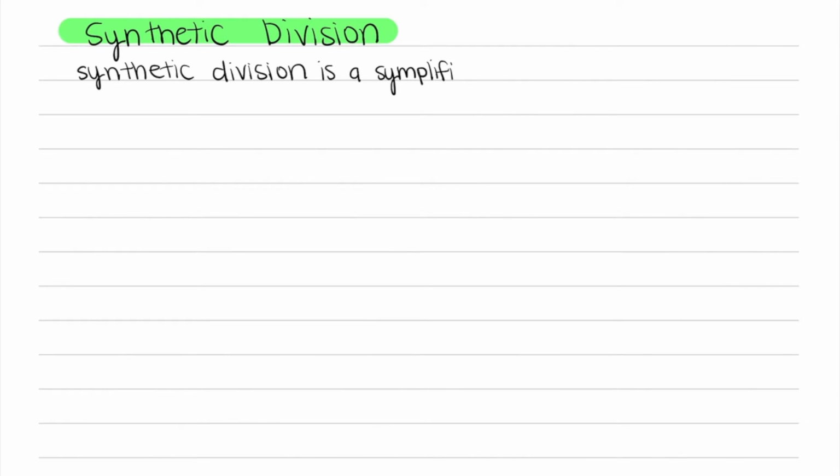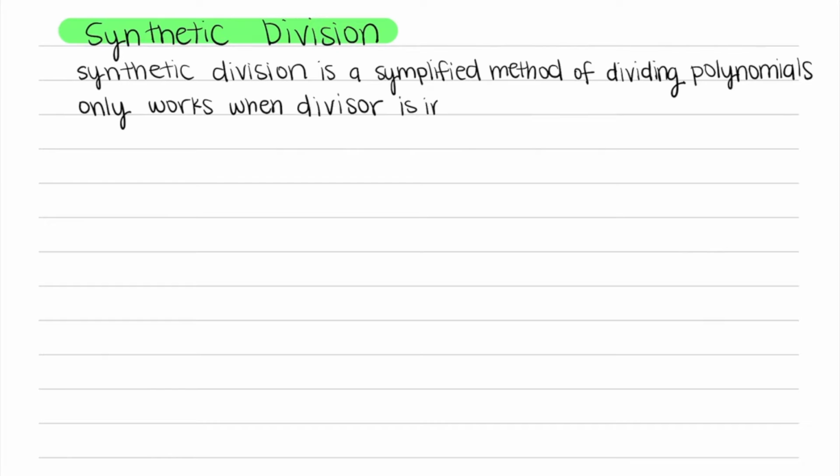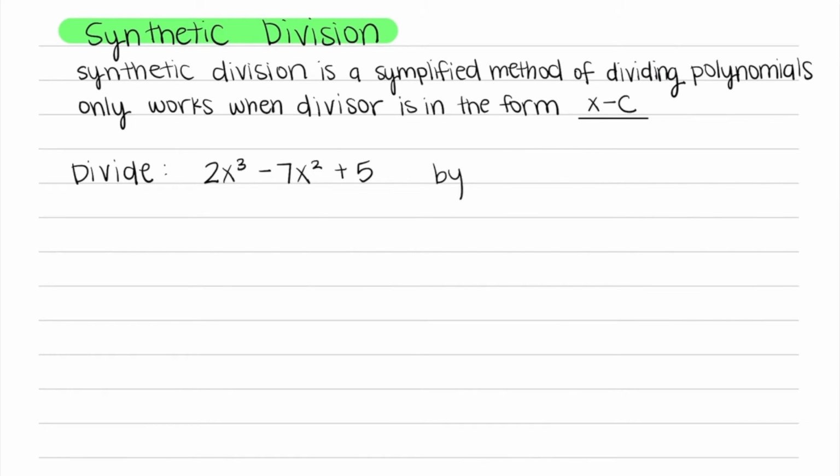Synthetic division is a simplified method of dividing polynomials only when the divisor is in the form of x minus c. So instead of doing long division of polynomials, this may be your preferred method. In this example, we are told to divide 2x cubed minus 7x squared plus 5 by x minus 3. And we know the divisor, the x minus 3, is in the form of x minus c. So it's a perfect candidate for synthetic division.